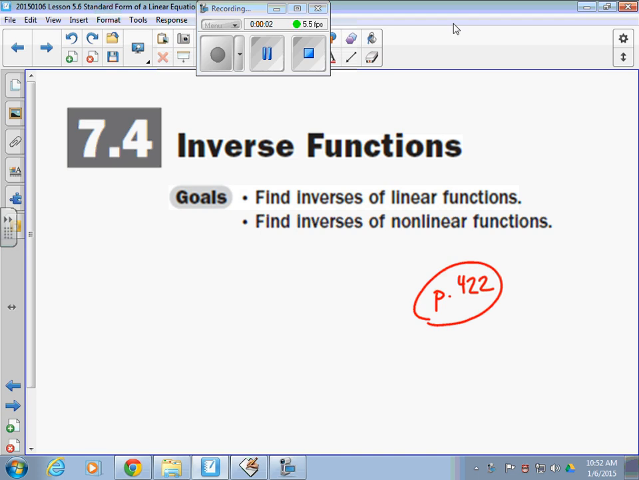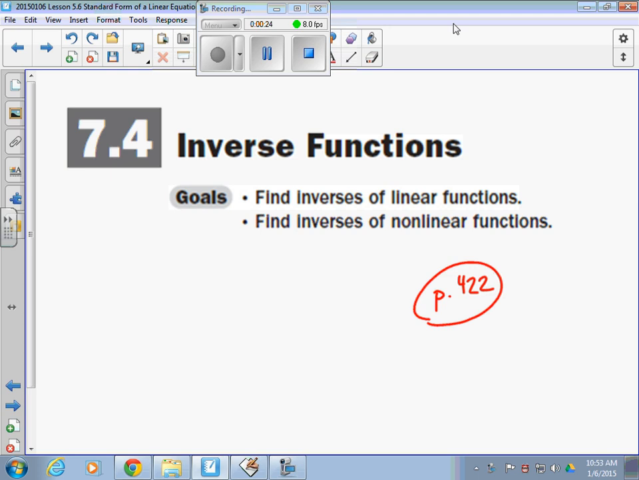It's Algebra 1, Lesson 7-4. We're looking at inverses today, inverse functions. The inverses you've been familiar with since Algebra 1 are the inverse operations, like addition cancels out subtraction and vice versa. Multiplication and division are inverses of each other. And then taking the square root of something is the inverse of squaring it and vice versa.